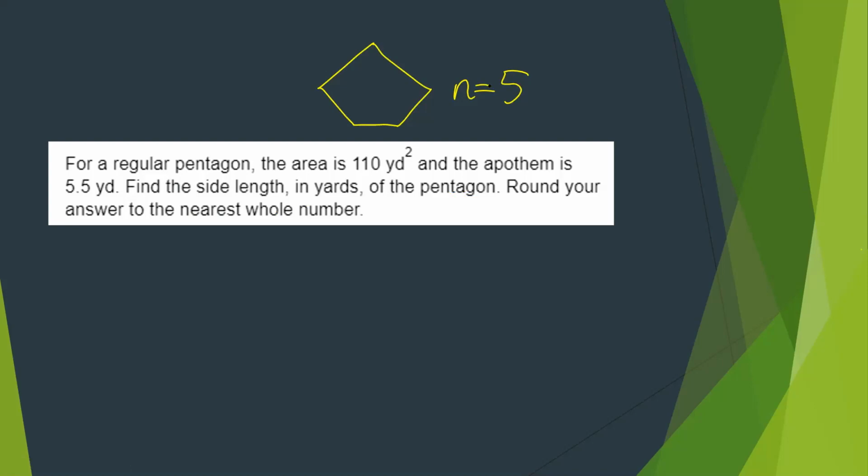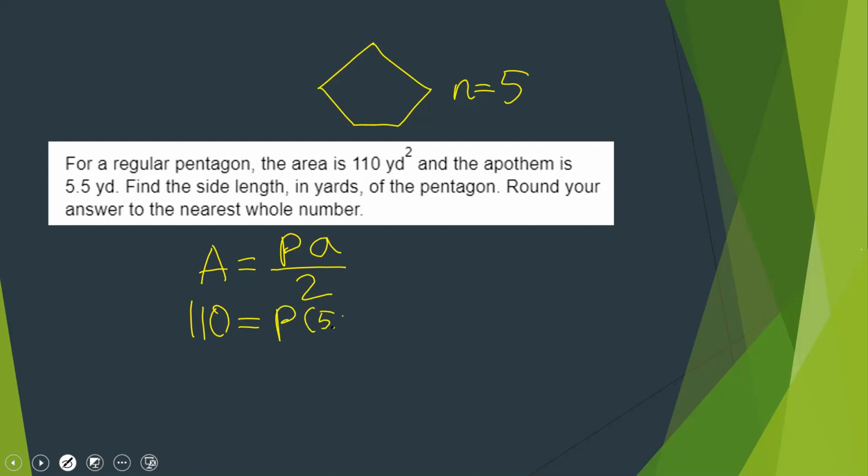Okay, so if we know that area is equal to perimeter times apothem divided by 2, and our area is 110, and we know our apothem is 5.5, we have divided by 2. Now we have an equation that we can use in order to solve for the perimeter. Now this says find a side length. So once we have that perimeter, we're going to divide by the number of sides, divide by 5, in order to get our answer.